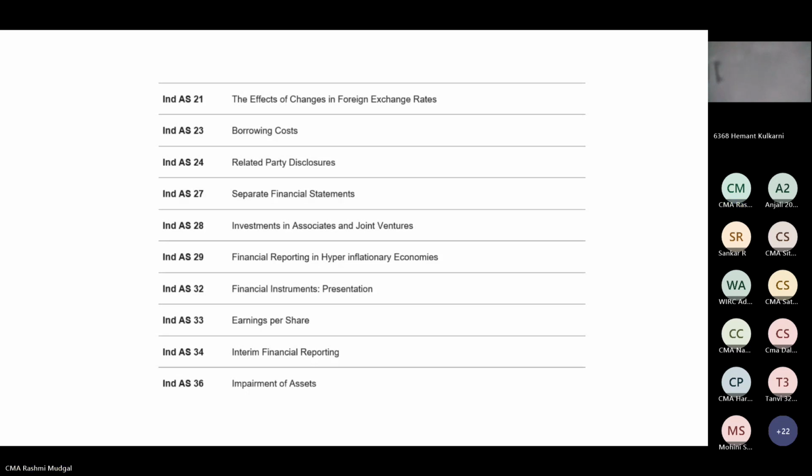How to report earnings per share, how to calculate the earnings per share, how to calculate profits for the shareholder, where I am looking into what I have reserved and what I am distributing, is taken care of by Ind AS33.